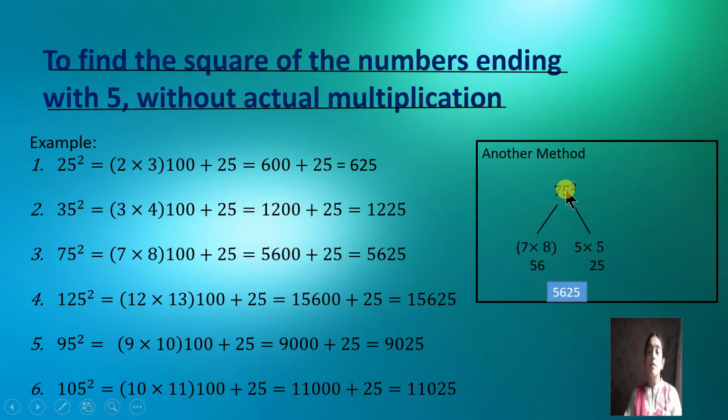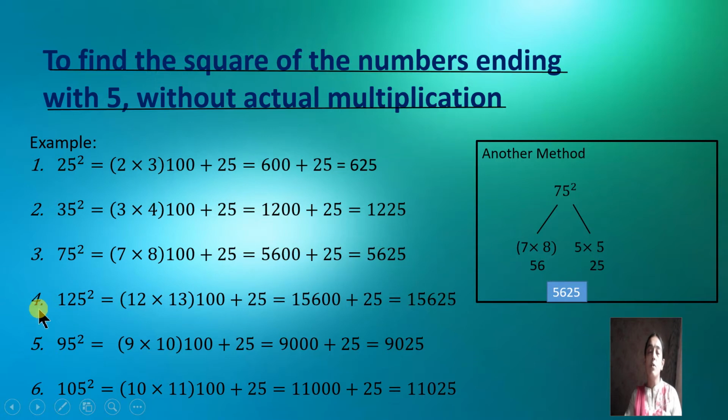Here 75 square. So the number after 7 is 8. So 7 into 8. And then 5 square means 5 into 5. 7 into 8 is 56. So it will be 20, and here it will be 25. Merge the numbers. That is 5, 6, 2, 5 is the answer. See here also 5, 6, 2, 5.